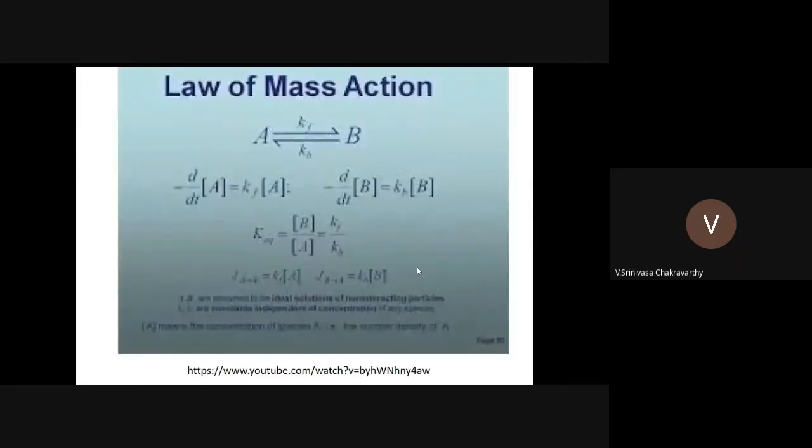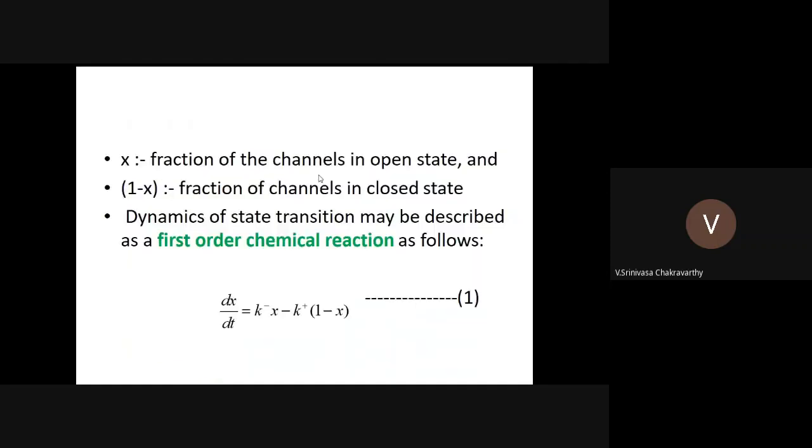So how do you model that? From your high school chemistry, the law of mass action: if you have a chemical A which becomes chemical B, following a first order reaction, the kinetics of that process can be represented like this. Minus dA by dt is equal to K forward times A, and minus dB by dt is equal to K backward times B. Basically the forward reaction depletes A and the reverse reaction increases A. So this is the law of mass action applied to the simple reaction.